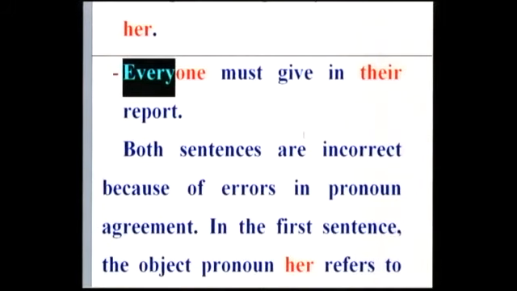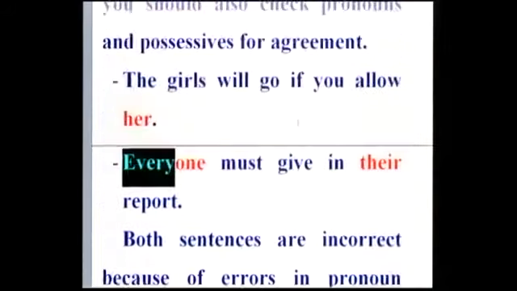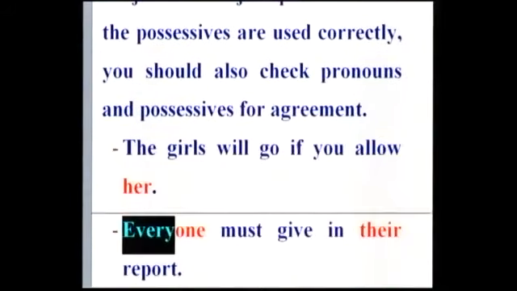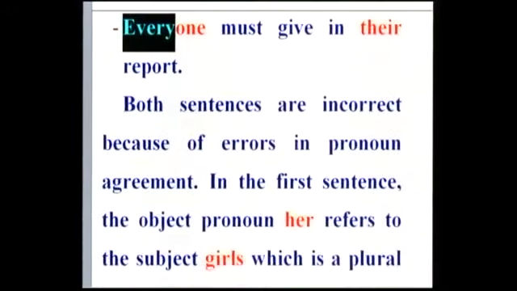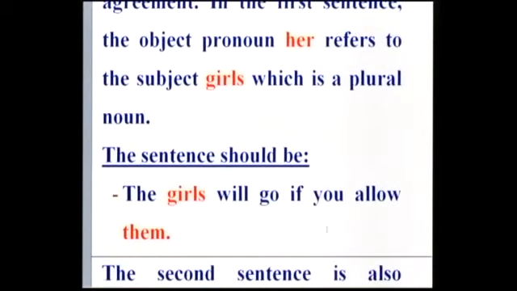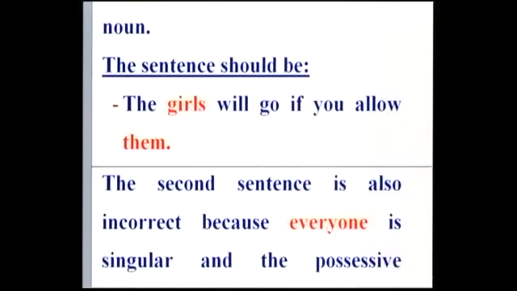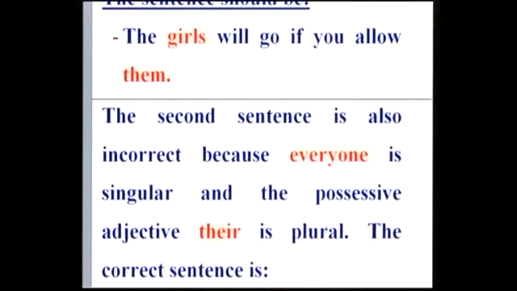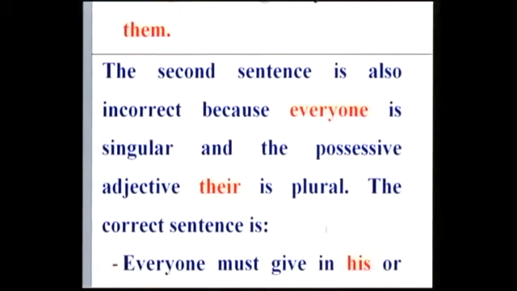Both sentences are incorrect because of errors in pronoun agreement. In the first sentence, "The girls will go if you allow her," the object pronoun "her" refers to the subject "girls," which is plural. The sentence should be: The girls will go if you allow them. Now, the second sentence is also incorrect because "everyone" is singular and the possessive adjective "their" is plural.